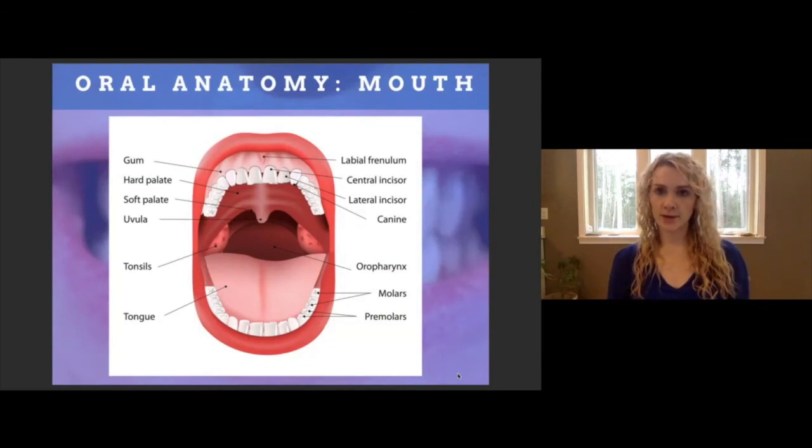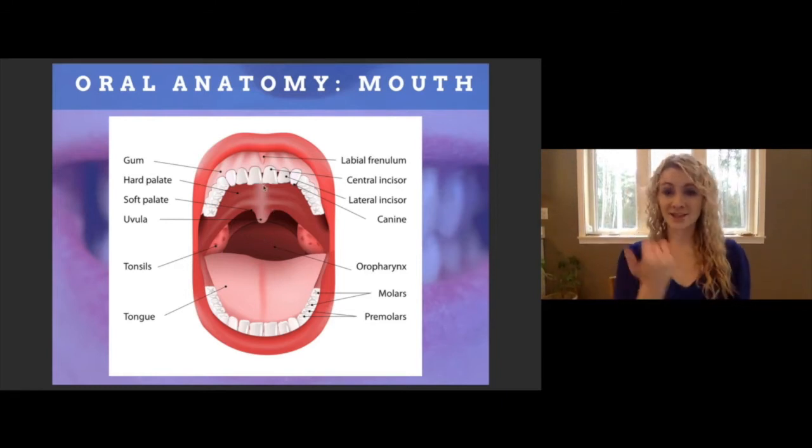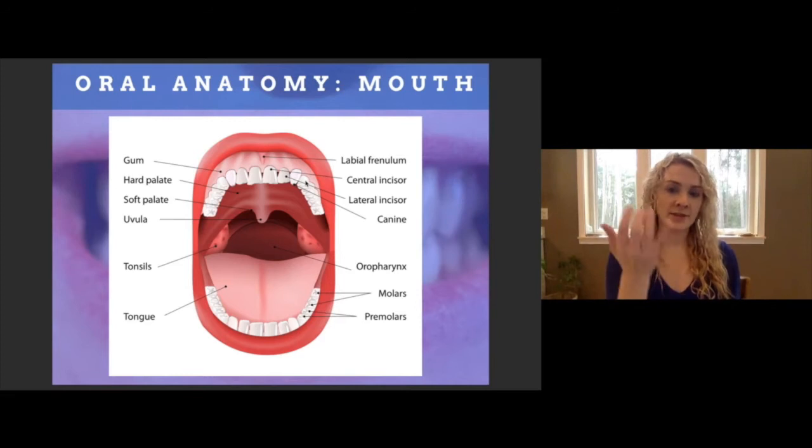So let's review the oral anatomy of the mouth. Like I said, this includes the lips, the tongue, the soft palate, hard palate, roof of the mouth, the uvula, you can see that here. And it also includes the teeth, starting with in front, the incisors, moving backwards towards the corner tooth, the canine, and even further back, the premolars, and way in the back, the molars.